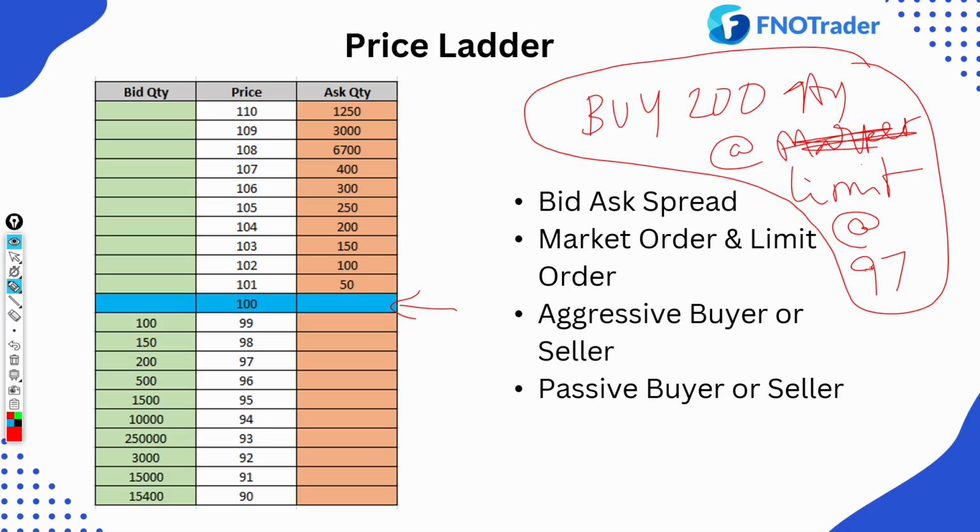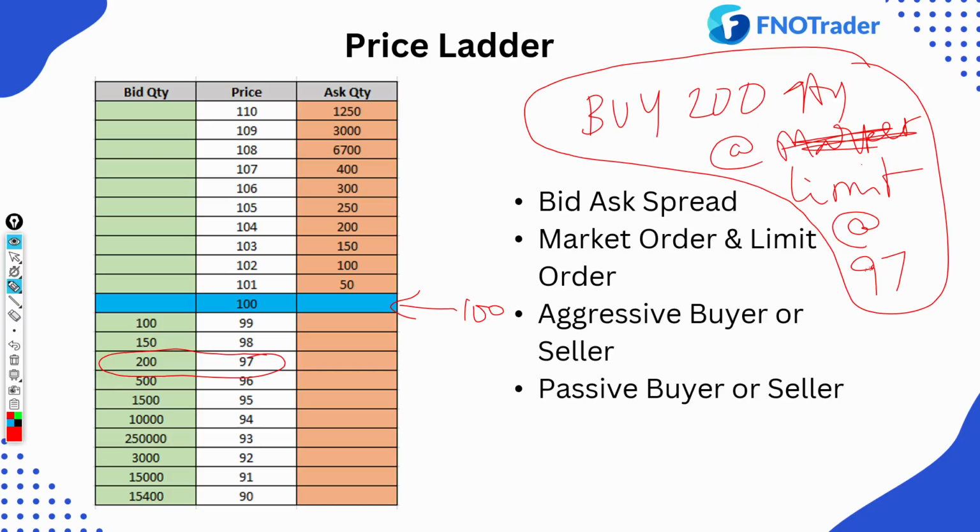When I place this order, what happens? The order gets visible at this particular price. So you said 200 quantity I want to buy at 97. The order doesn't get executed when you place it because the current price is at 100, correct? And you have placed your buy order at 97. So until the price comes down to 97, your order will not be executed.